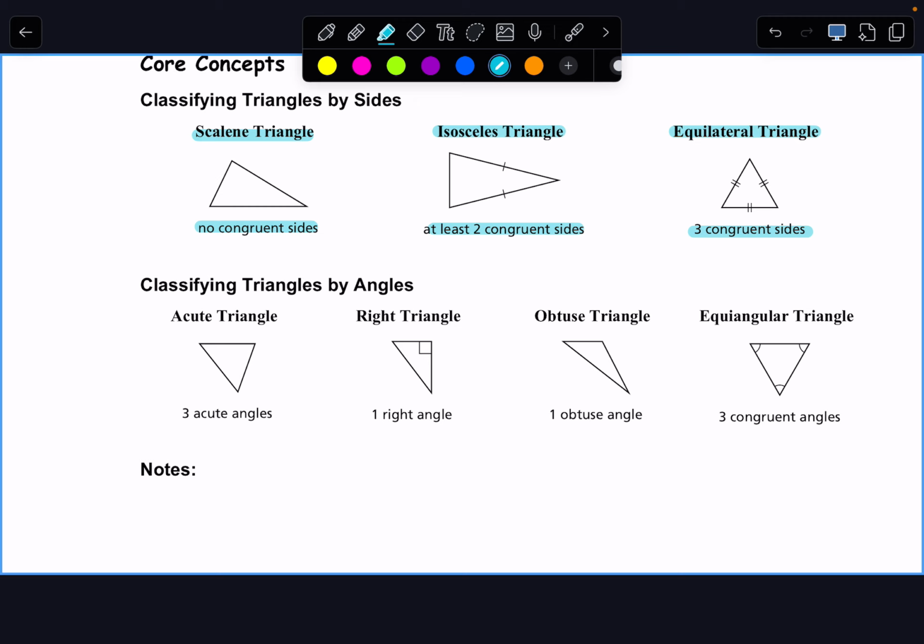What do you want to tell us, Alex? So the equilateral triangle and the equiangular triangle will always be the same, because for 3 angles to be congruent, they have to be 60 degrees, which means the sides will have to be congruent. So Alex is saying an equiangular triangle, where all angles are congruent, is also an equilateral triangle, where all sides are congruent. Does that make sense? Yes. That makes sense.